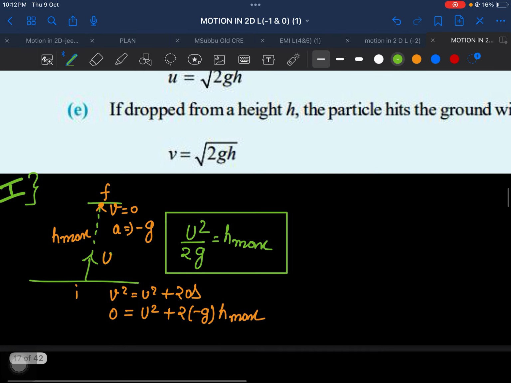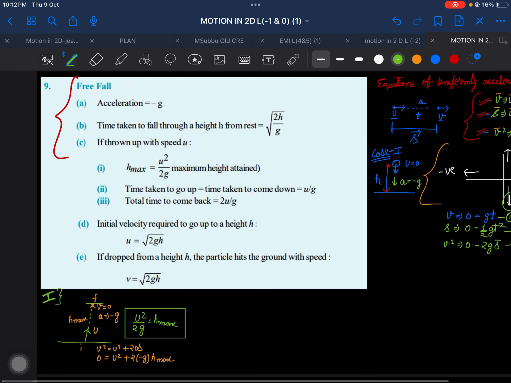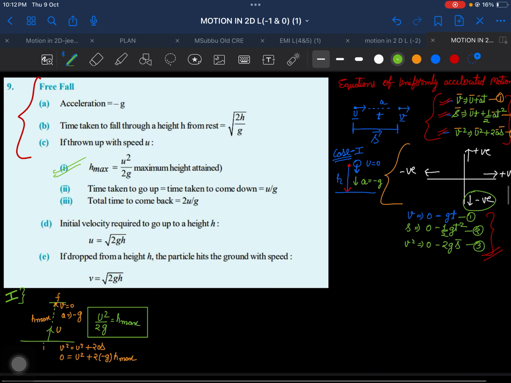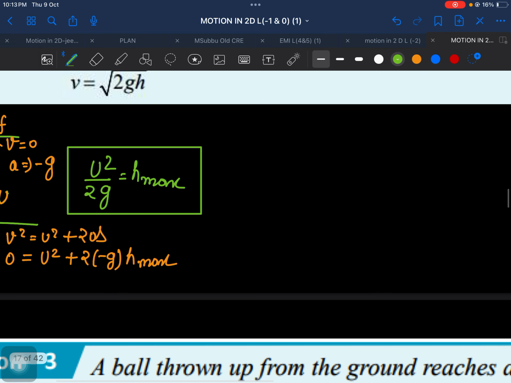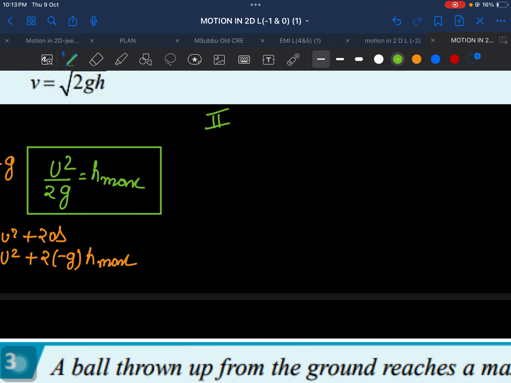Now the next case, this is what we have found. Clear? Now the time taken to fall from a height h. Suppose, in the second case, this is our ground, and here we have a ball at a height h from the ground, and you have dropped the ball. When will this ball reach the ground? You have to find the time. You know acceleration is equal to minus g, right?